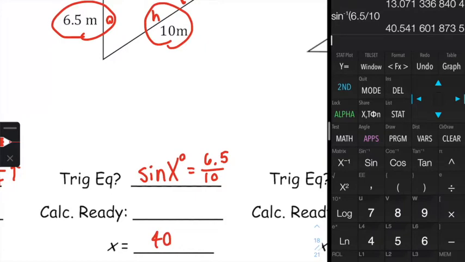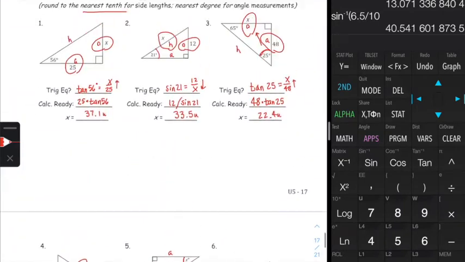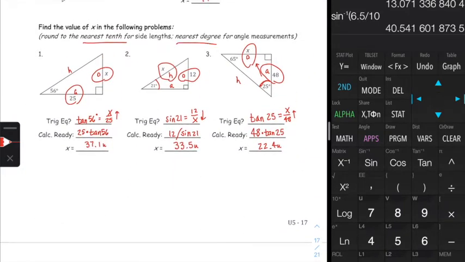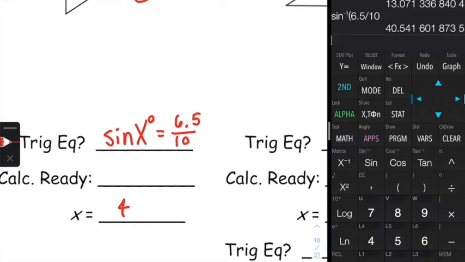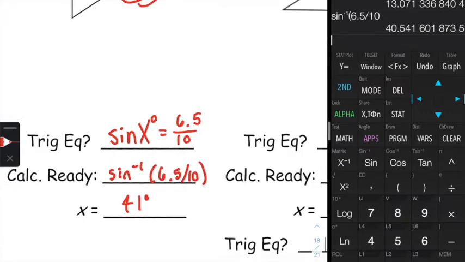That was about 40. Let's see, what do they want us to round to on these? Nearest degree for angles, so we'll call that 41 actually, if we round up. Oh, the calculator, I forgot to write that. Sine inverse of 6.5 divided by 10.